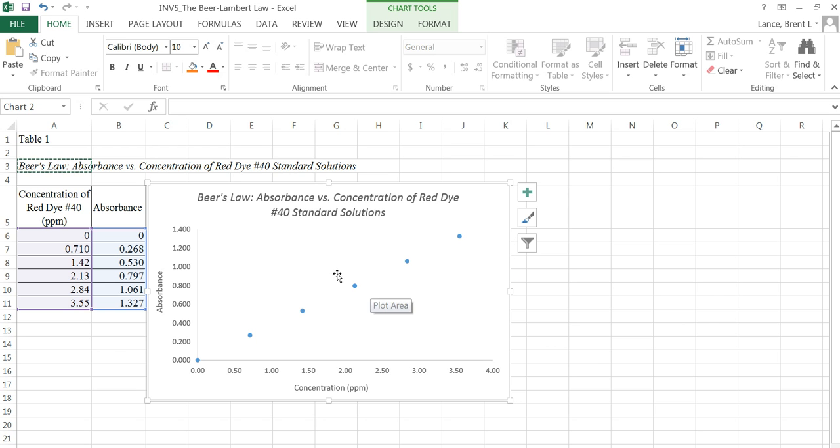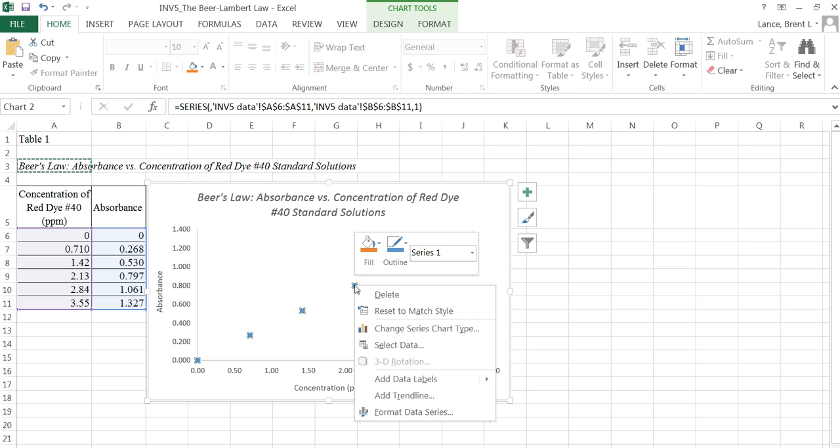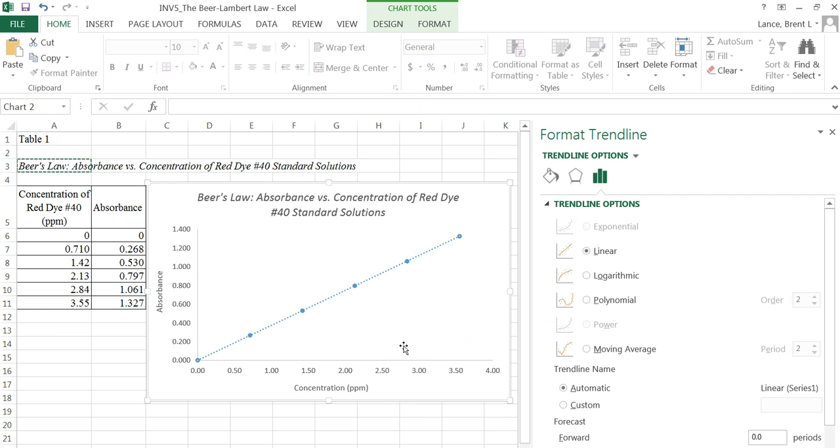Now, when you want to add a trend line to this, you're going to click on the points, actually right click, and it says format or add trend line. So you click add trend line, and then the first thing you want to do is make sure that you select linear.